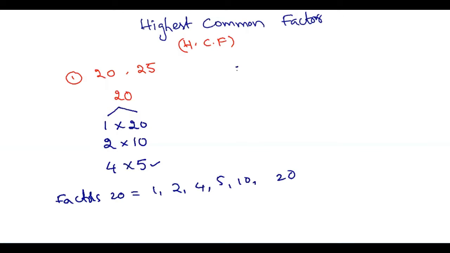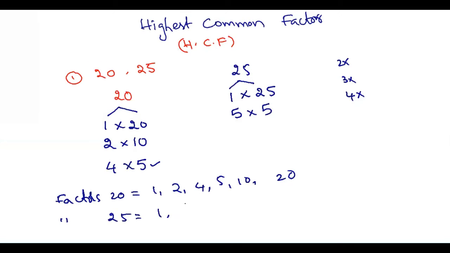Now write the factors of 25. Check with the 1 table. 1 is a factor of every number, so start with the 1 table. 1 times 25 is 25. 25 does not come in the 2 table, the 3 table, or the 4 table, but it will come in the 5 table. 5 times 5 is 25. Now the factors end with this 25. Therefore, the factors of 25 are 1, 5, 25.